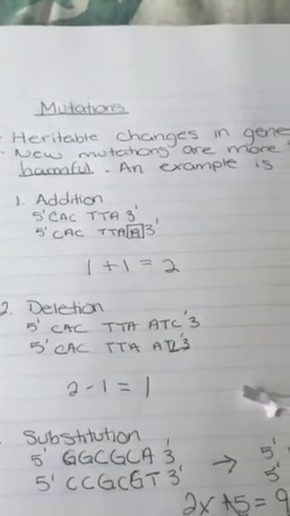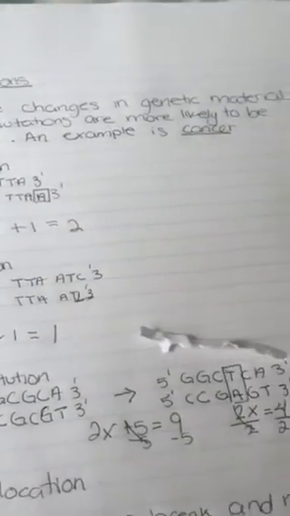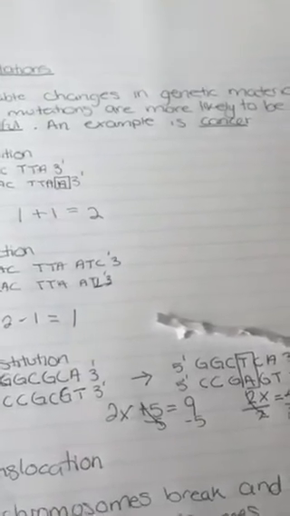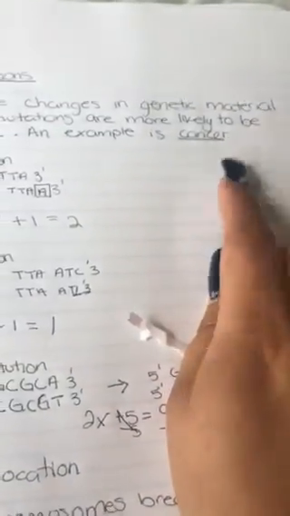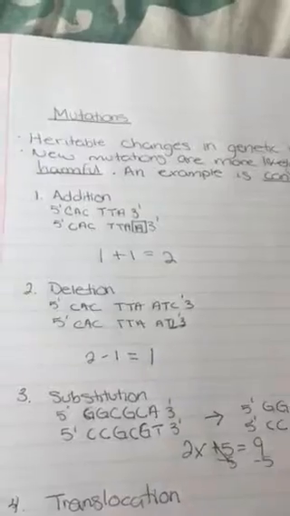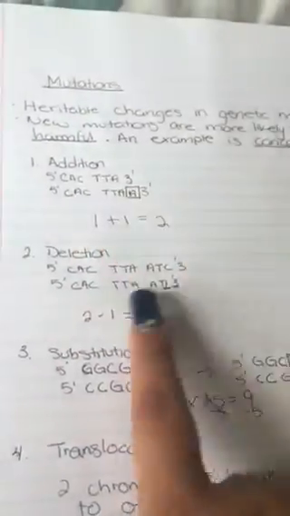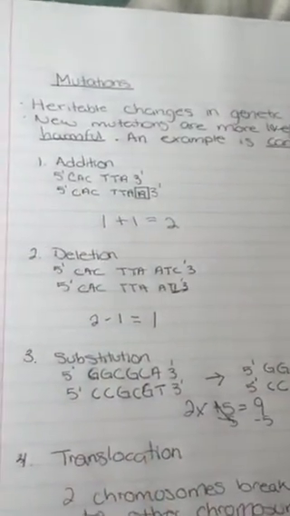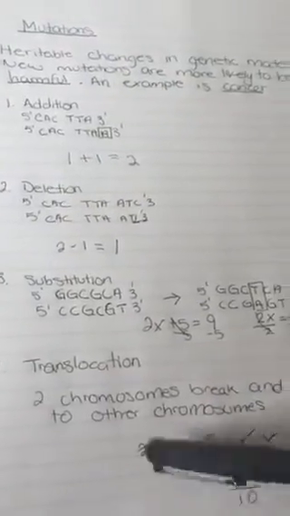So mutations is a heritable change in genetic material. They tend to be harmful, and an example is cancer. We have 4 different types of mutation: addition, deletion, substitution, and translocation.